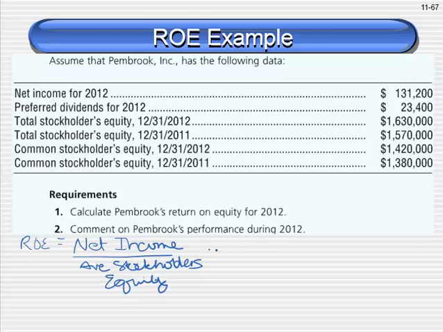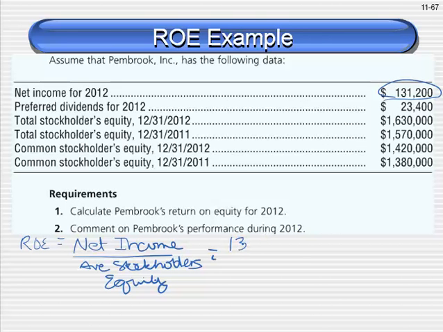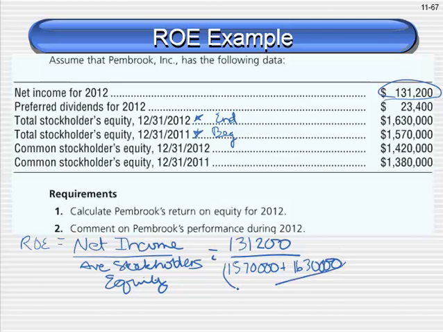Okay, so net income we can see is right here. It's $131,200. And then we need to divide it by our average stockholders' equity. So we've got equity for 2011, which will be our beginning, and 2012, which will be the ending. So we need to add those two together: 1,570,000 plus 1,630,000, and then we're going to divide that by 2.